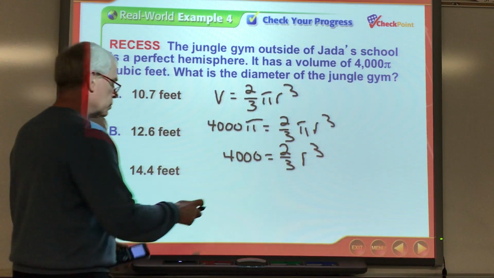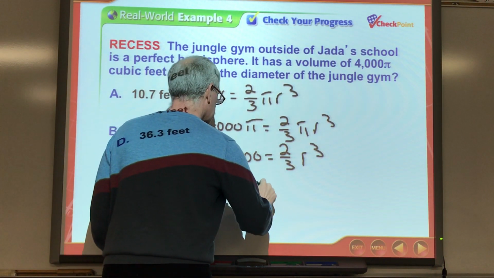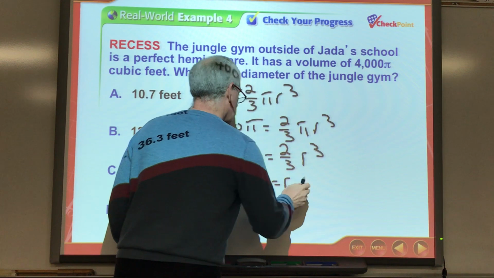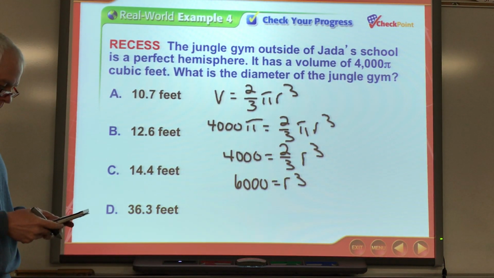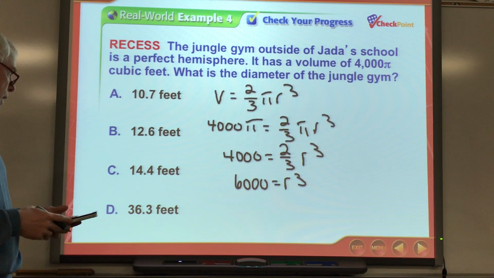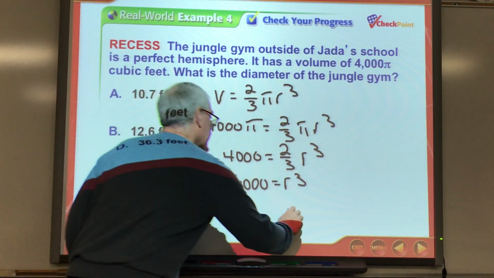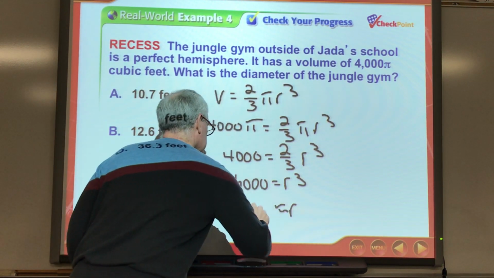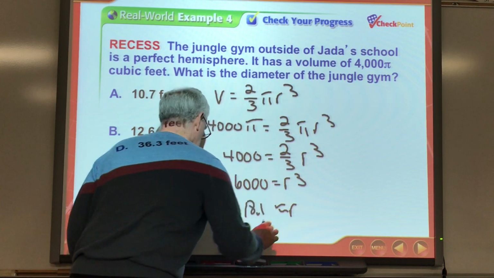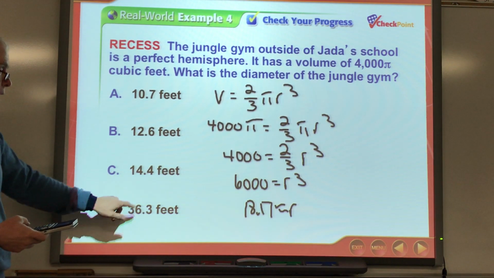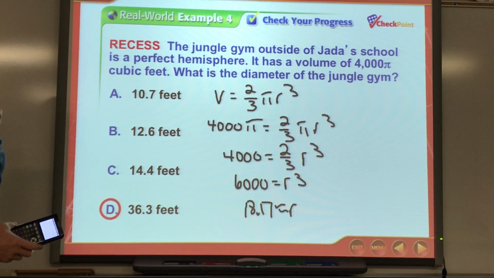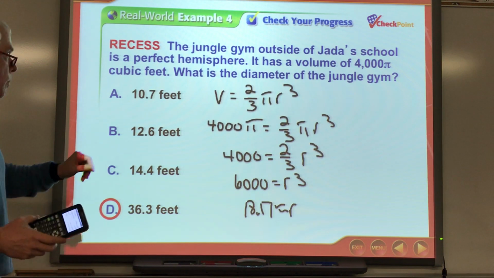Okay, so that gives me 6,000. Okay, and now I need to take the cube root of that. So I do that, I get about 18.17. And that's the radius. So if I go times 2, I get 36.3 for the diameter, okay? So that's kind of how I would go through and solve a problem like that, you guys.